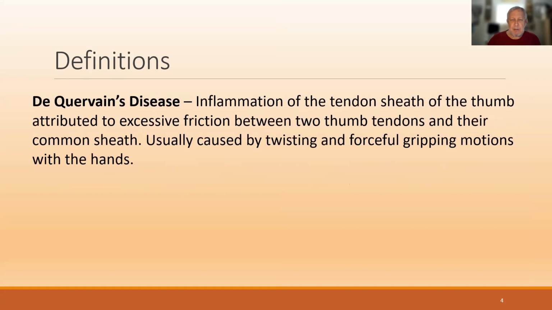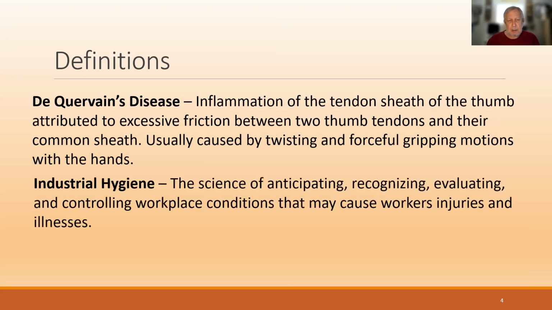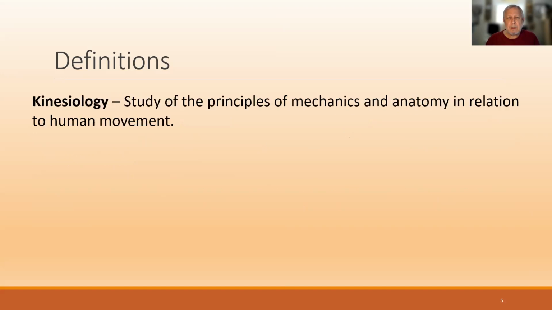De Quervain's disease, inflammation of the tendon sheath of the thumb, attributed to excessive friction between two thumb tendons and their common sheath, usually caused by twisting and forcefully gripping motions with the hands. Industrial hygiene, the science of anticipating, recognizing, evaluating, and controlling workplace conditions that may cause worker injuries and illness. Usually when you think of industrial hygiene, you think of the health side, as far as the toxic gases and substances in the workplace. Kinesiology, the study of the principles of mechanics and anatomy in relation to human movement.